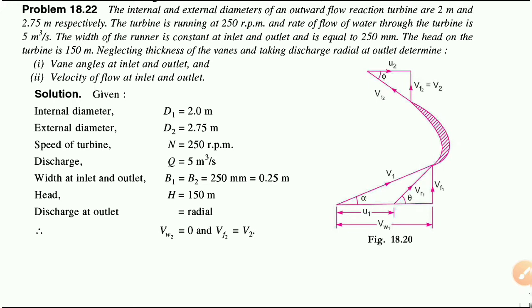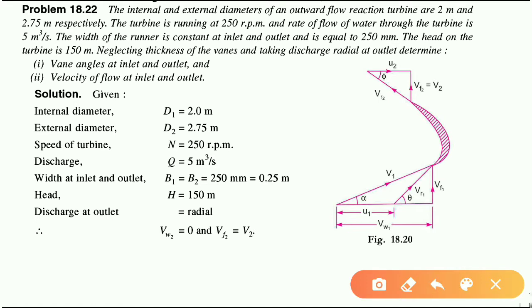Neglecting the thickness of the vanes and taking discharge radial at outlet, determine first the vane angles at the inlet and outlet, and second the velocity of flow at inlet and outlet. So firstly we will write what is given in the problem.